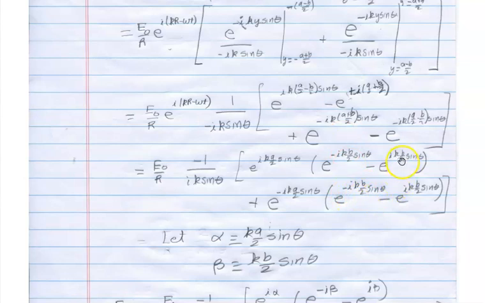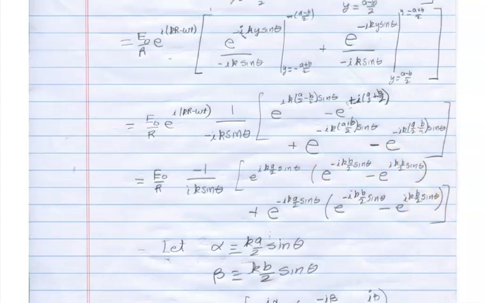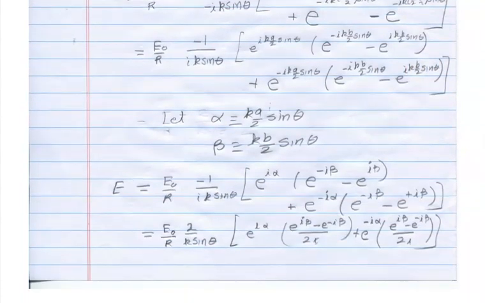And from this one, when I pull out the minus ik, I've got a plus ikb over 2. So similar in both of these. And now, just to keep from leaving things out, I let alpha be ka over 2 sine theta and beta be kb over 2 sine theta.